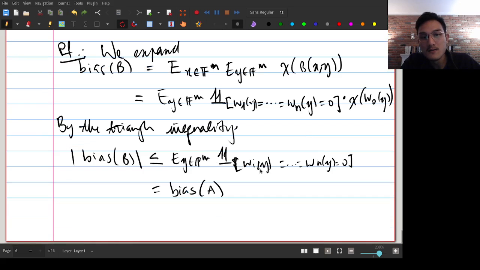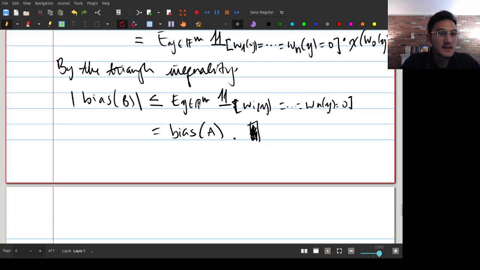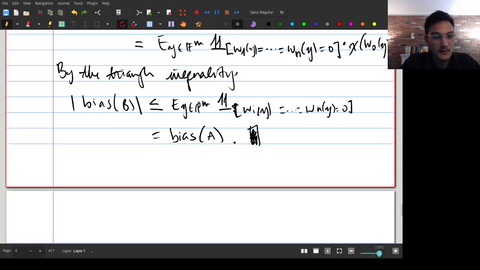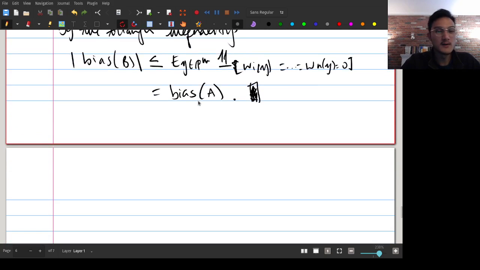This is 0. All of these are 0 if and only if the linear form on x is 0. Okay, so that's the bias of a, and so we're done. Okay, so then this lemma is going to be used to prove another bound, and this bound's a little bit more complicated, and we're going to need some notation.